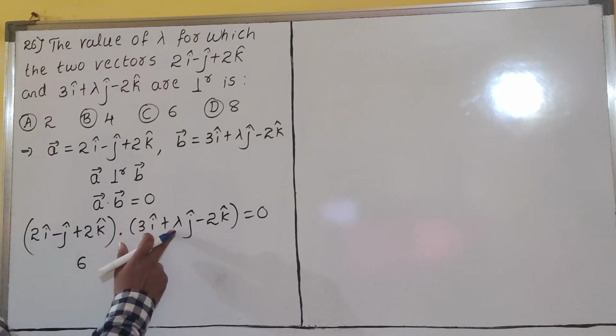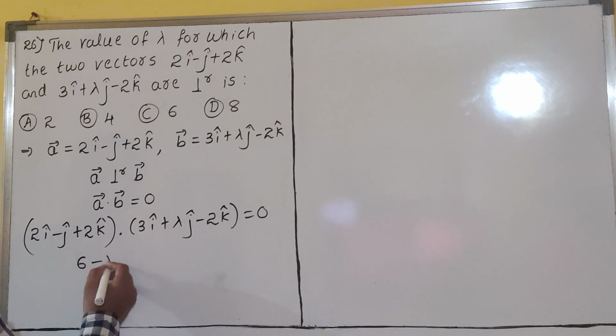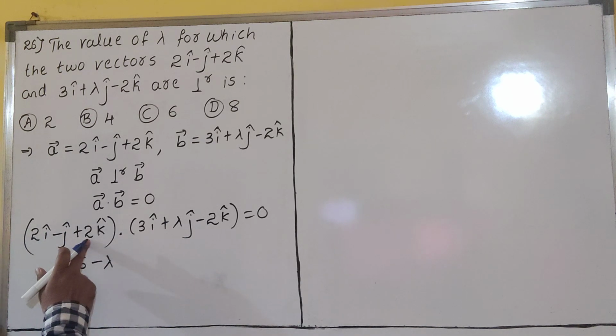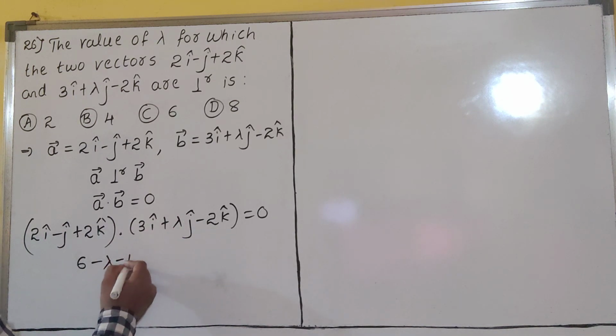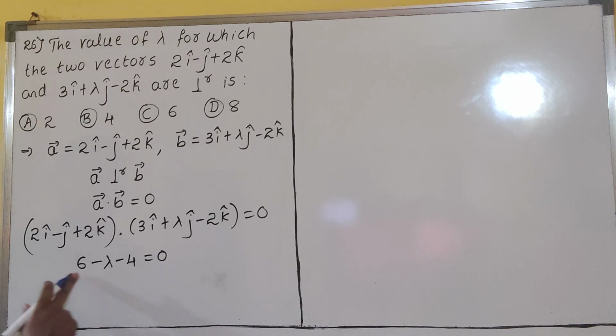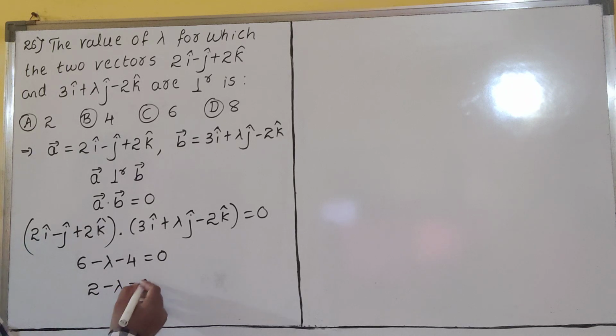Minus 1 into lambda, that is minus lambda, dear students. 2 into minus 2, minus 4. So then how much will you get? 6 plus 6 minus 4? No, 6 minus 4 will give 2, dear students. Minus lambda is remaining as it is. So minus lambda you take that side. It will become plus, dear students. Then lambda value is equal to how much? 2. This is our required answer.